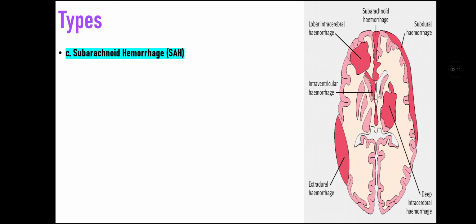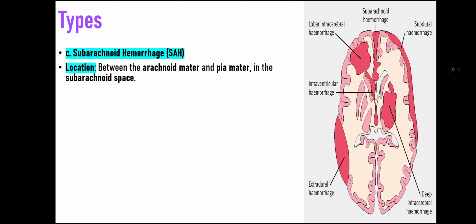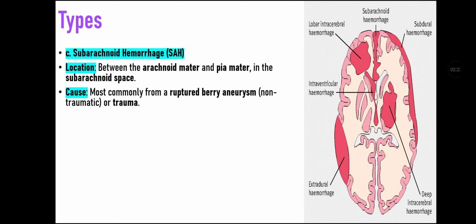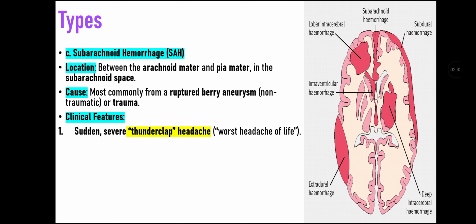Next type is subarachnoid hemorrhage. As you can see here in the diagram, its location is between the arachnoid mater and pia mater in the subarachnoid space. It is mostly caused by rupture of berry aneurysms, that is non-traumatic, or trauma may be the cause. Clinical features are sudden severe thunderclap headache, the worst headache of life.